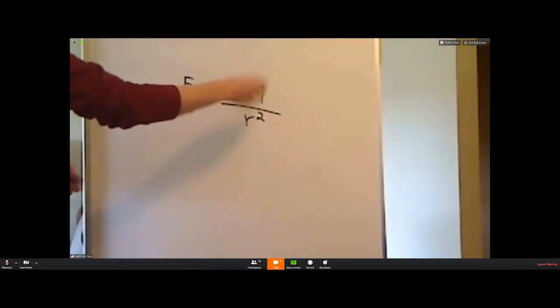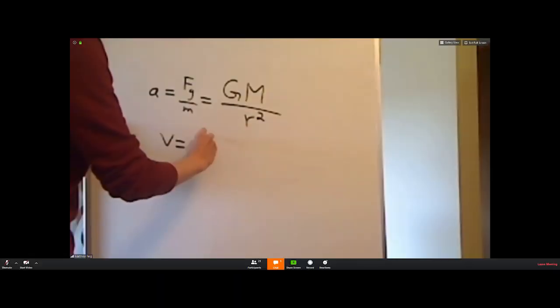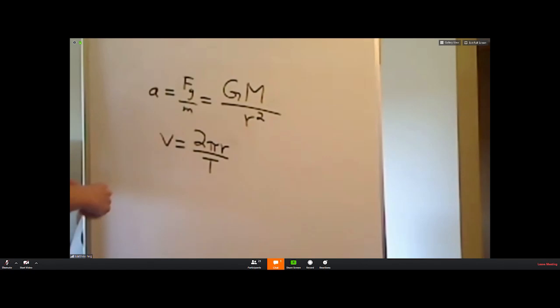So let's just calculate the acceleration for both orbits, or we could if we wanted to. There it is. We're given two r values. What about speed and velocity? Velocity is distance for one orbit over time for one orbit. And maybe one more thing, centripetal acceleration.